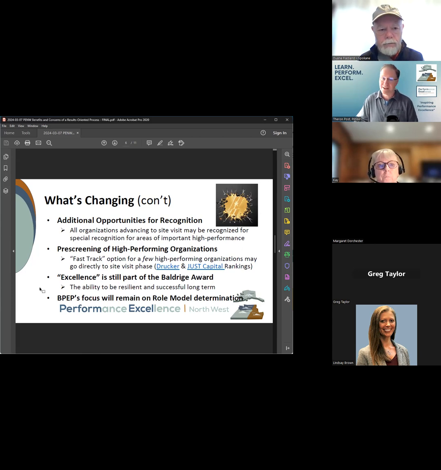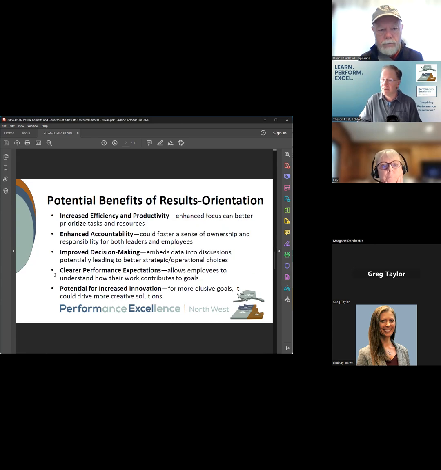Bottom line, excellence is still the premise of this. We're still really trying to help organizations get better, as well as be more resilient and successful in the long term. And their desire to identify these organizations and to use them as role models, as examples that other organizations can follow, is still the same. So those are kind of a high overview of the changes.